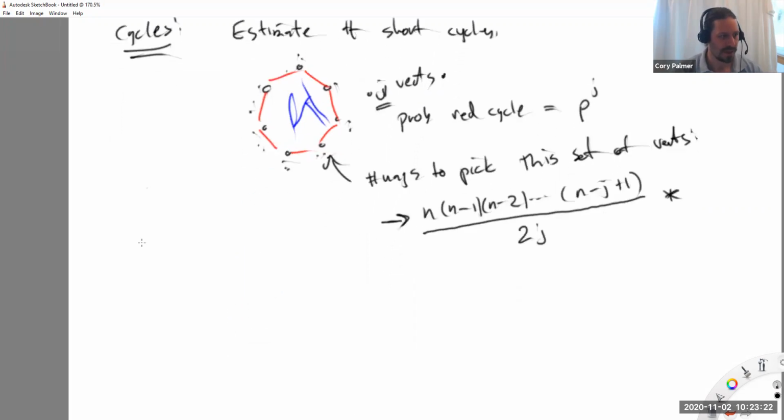Okay, so it turns out, so let's say let x be the random variable that counts the number of short cycles.